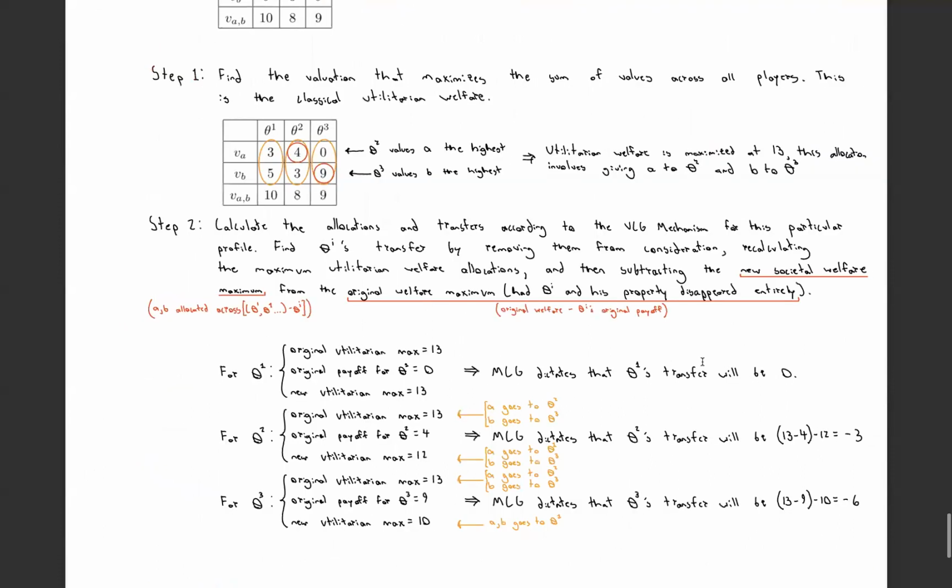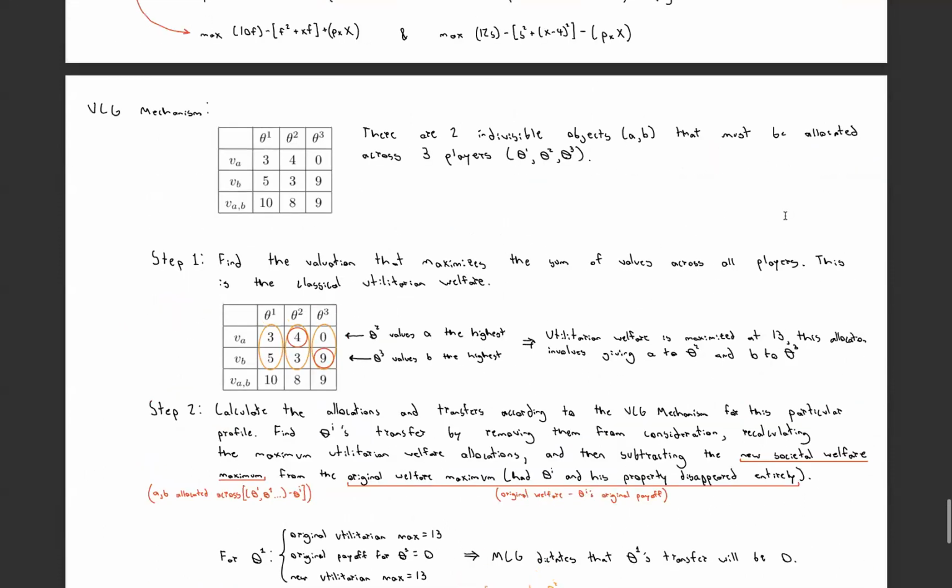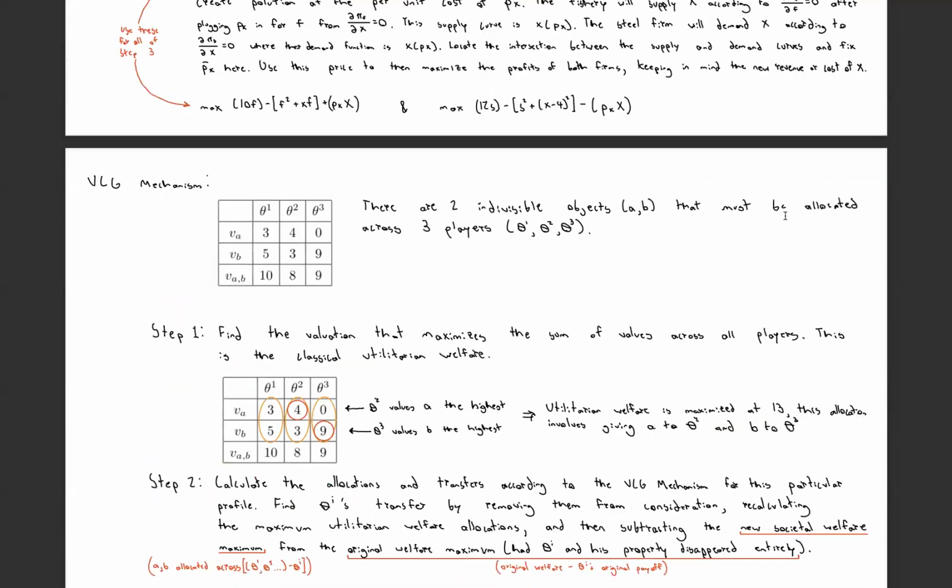I believe the last thing that we cover is going to be the VCG mechanism. So there are going to be 2 indivisible objects, A and B, that must be allocated across 3 players. We've got our 3 players there, theta 1, theta 2, theta 3. And we're going to want to find the allocation that maximizes the sum of values across all players. And this is what we refer to as the classical utilitarian welfare point.